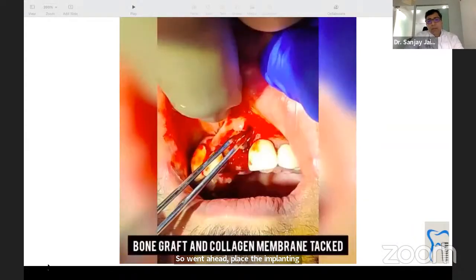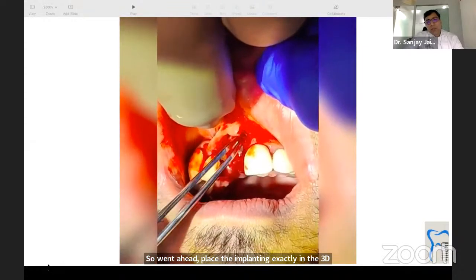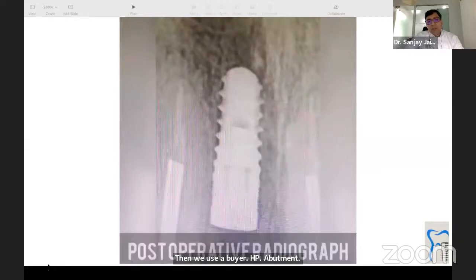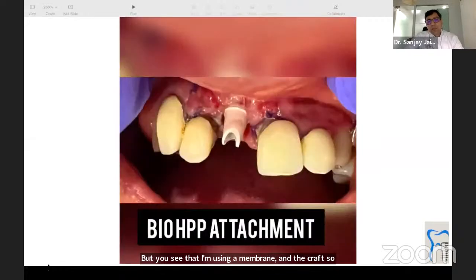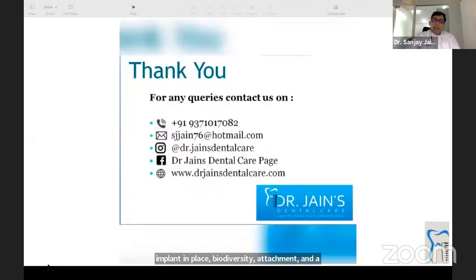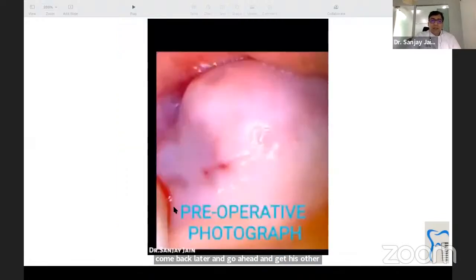Then we use a bio-HHP abutment, and you see that I'm using a membrane and the graft. So implant in place, bio-HHP attachment, and a crown given immediately. And then we expect the patient to come back later and get his other teeth treated. Another interesting case.